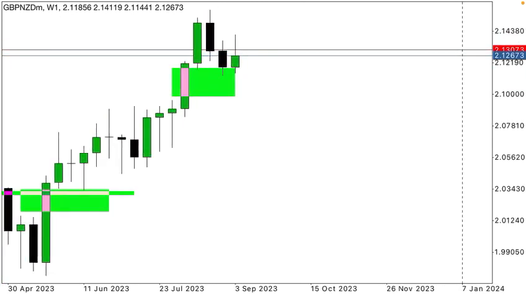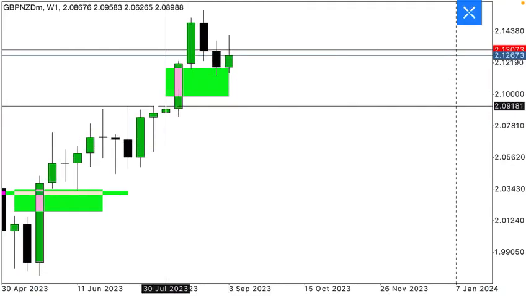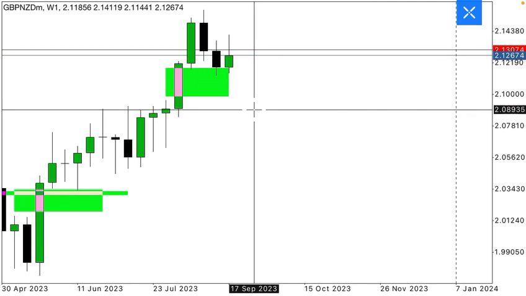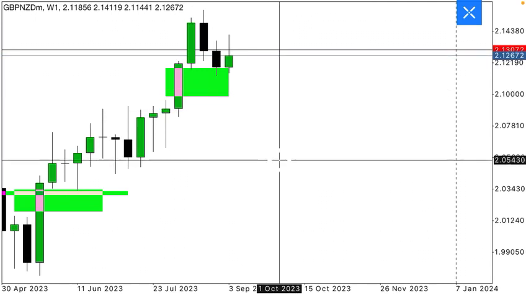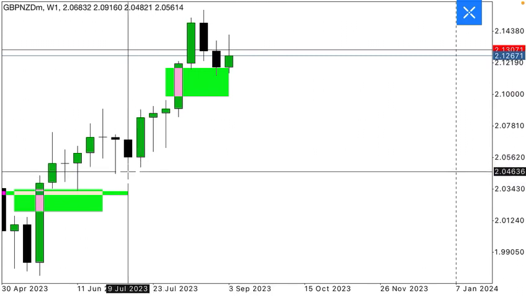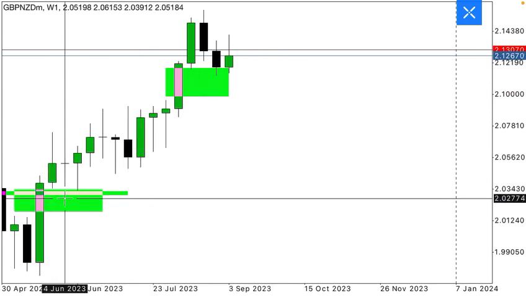So it could be a close. If there's a close below this gap, we'll be looking for the next week the market to retrace into it and then move lower, maybe targeting sell side liquidity below this low or even this gap.